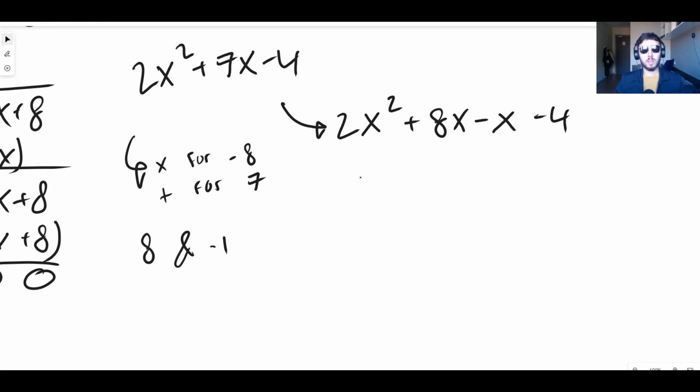Why did I do that? Because these are our numbers. 8 and -1. So this is 8 and -1, but I've written them with x's in front. The reason why I've done this is because now we're going to try and factorise this thing. So, just the first two terms, literally just these two terms here.